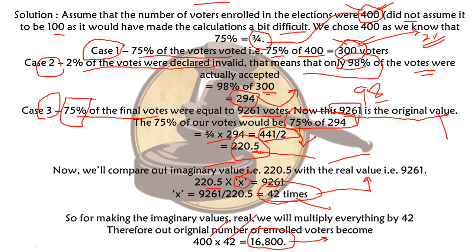Now this 42 can be used anywhere. So if they ask you how many votes were actually accepted in the second case, in the second step, you take your imaginary value, that is 294, multiply it by 42 to get the real value, and it will give you how many votes were actually counted, right? So this 42 is a converter and can be used on any imaginary value to convert it into a real value, as and when the question asks you to do it.